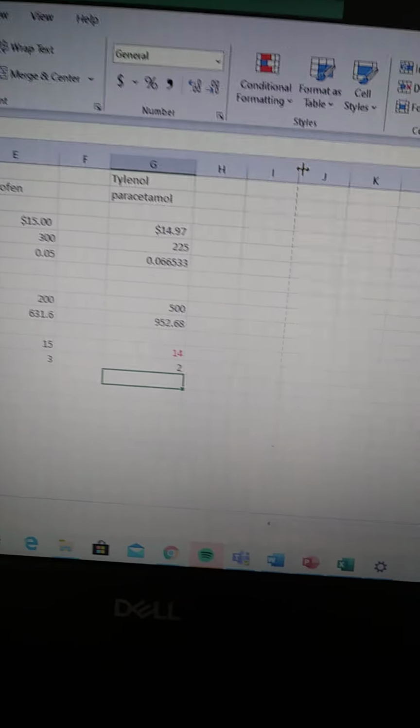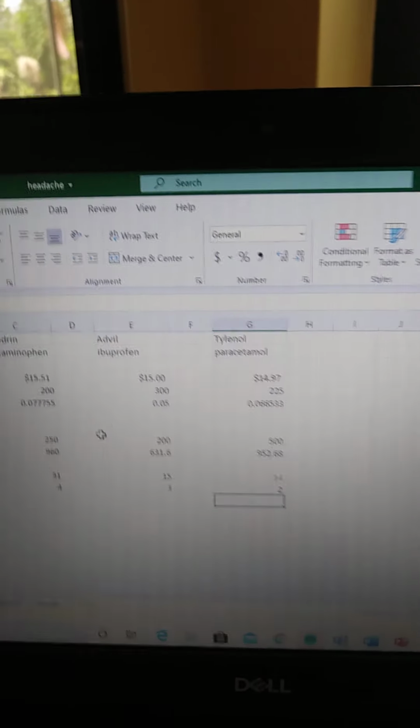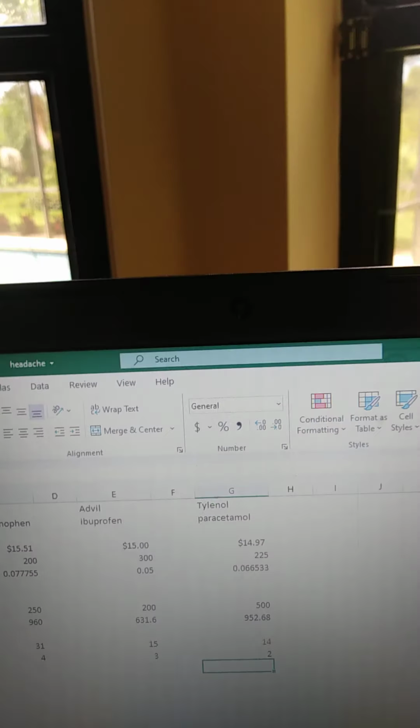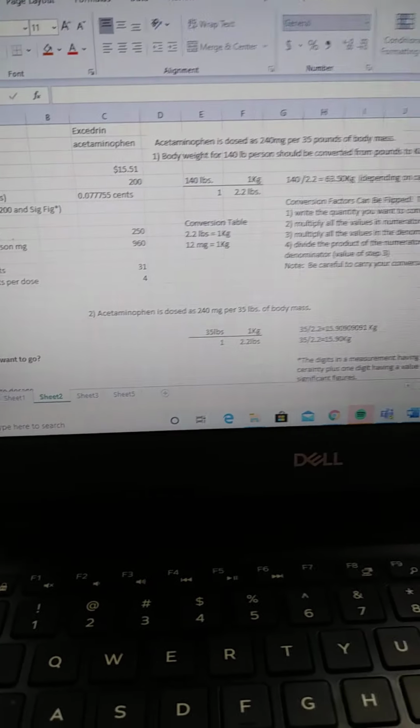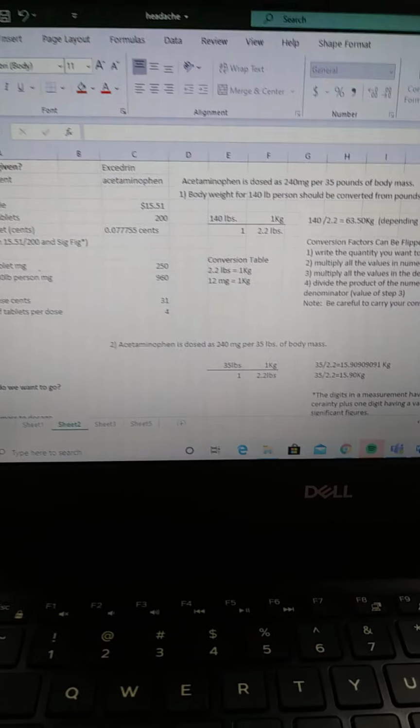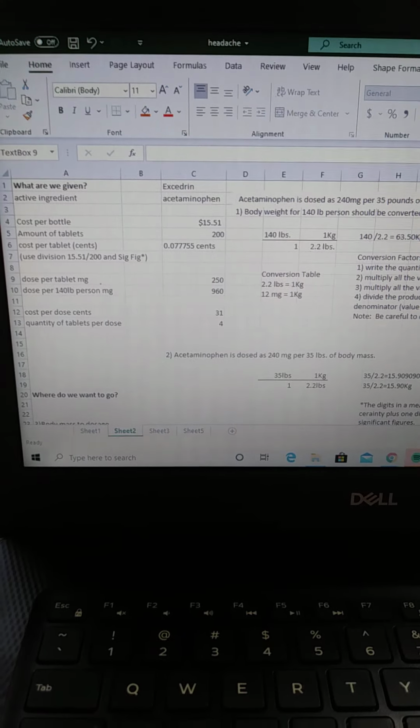Okay, let's move along here. I'm going to move to my first sheet, and I'm going to scroll up. And our first one is Excedrin, and our active ingredient is acetaminophen.